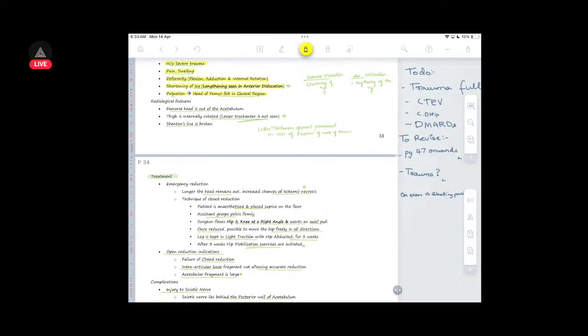Then radiological features: the femoral head is out of the acetabulum, the thigh is internally rotated, the lesser trochanter is not seen, and Shenton's line is broken. The lesser trochanter appears prominent in case of fracture of the neck of femur.